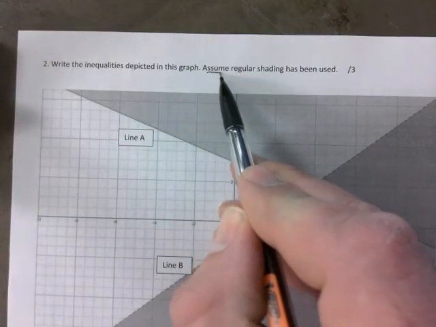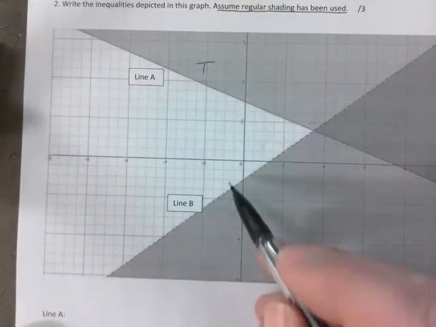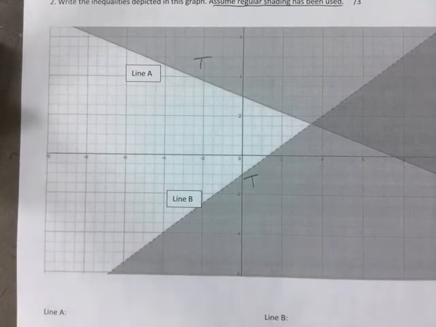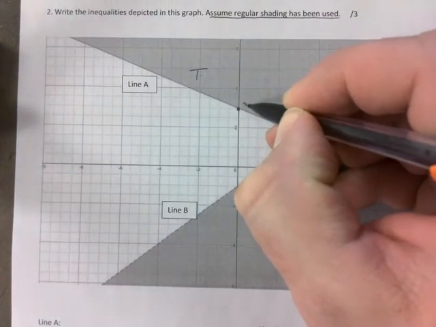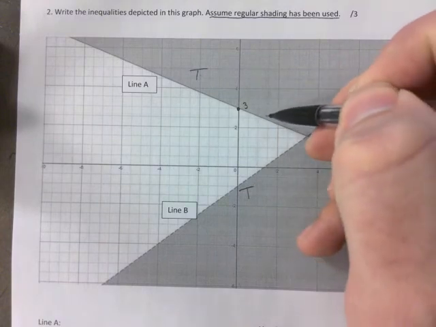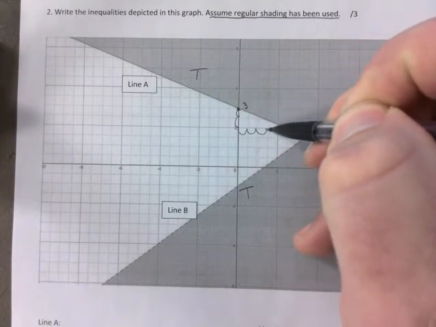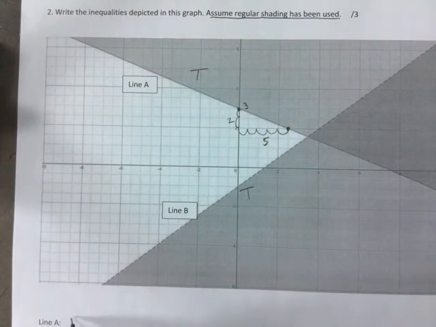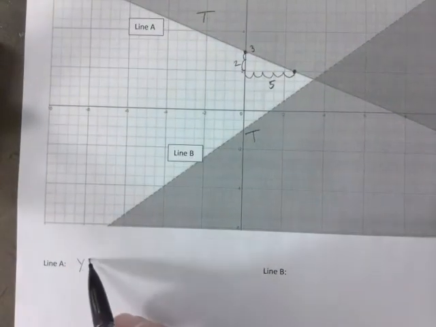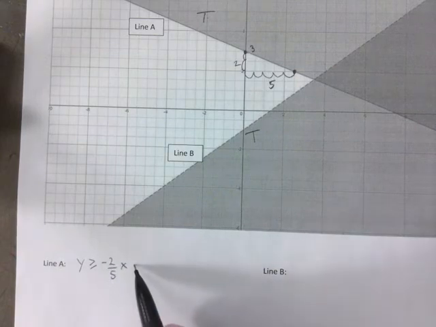Read carefully. Assume regular shading has been used. That means that for this line, this is true, and for this line, this is the true region, right? Because we've been shading the true regions. So for line A, let's figure that out. My intercept is 3, right? And what is my slope? Anybody figured that out? So that's 1, 2, 1, 2, 3, 4, 5, and it's going down, right? So y is greater than or equal to negative 2 over 5 x plus 3.